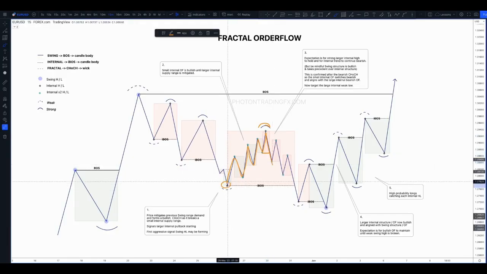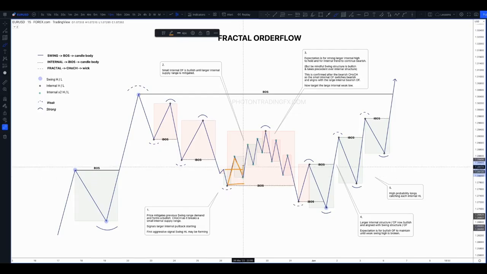Now we can target that weak low because it failed to take out the high, right? So that's the internal range we were within, the larger internal range. We've got a bullish change of character here, which disrupts this little supply range here. So never get rid of all these lines. That little bullish shock there gives us what? It gives us a small internal demand range.